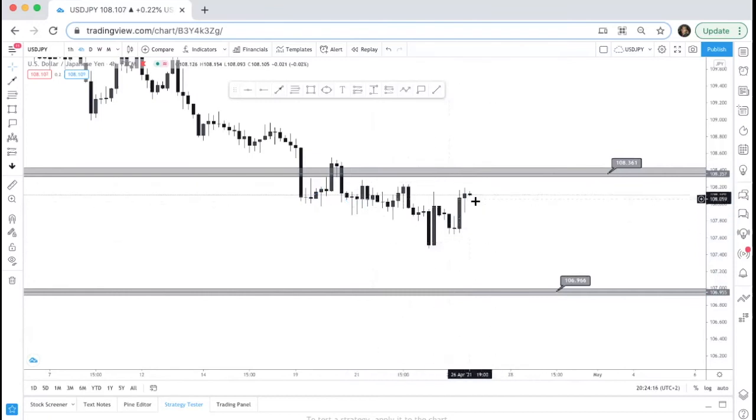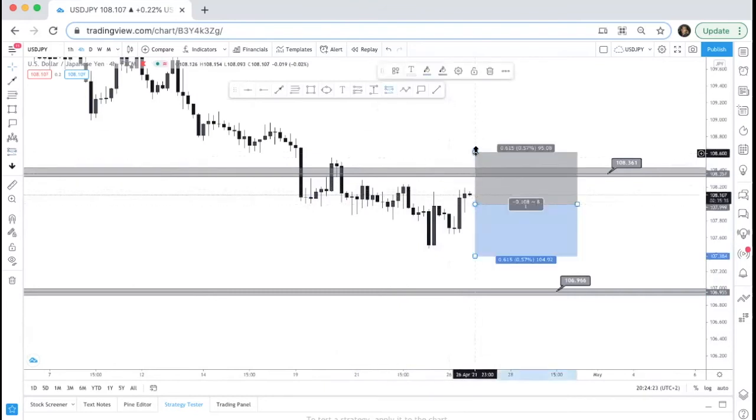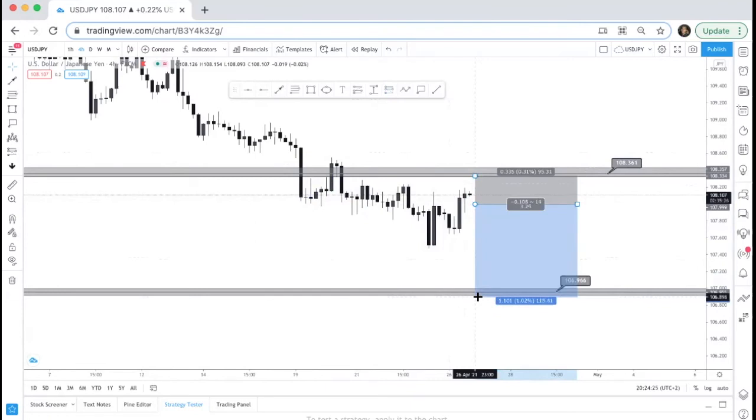If we can get some sort of selling pressure from here once again, I'll then be looking for another shorting opportunity, right? Something like this is what I'll be looking at, back to my 106,950 level. If we can get something like that on this USD/JPY, that is what I'll be looking for this week ahead.